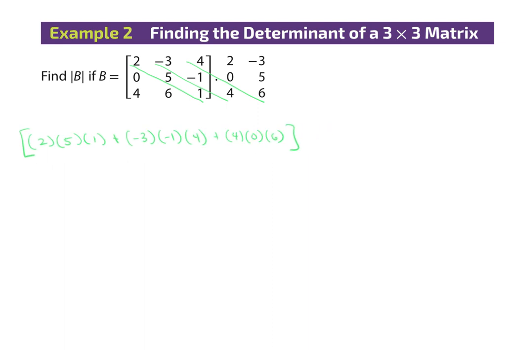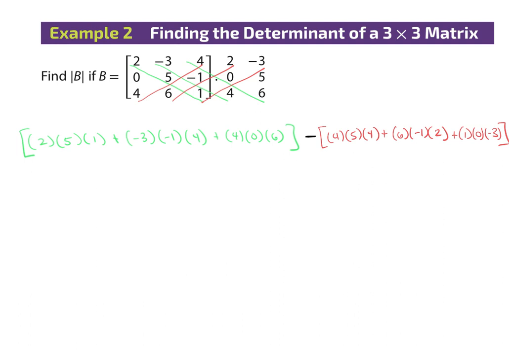And then you're going to always subtract here. And then you're going to do bottom left to top right. So we're going to say 4, 5, and 4. Plus 6, negative 1, and 2. Plus 1, 0, negative 3. Right, and then you just do your operations there, right?